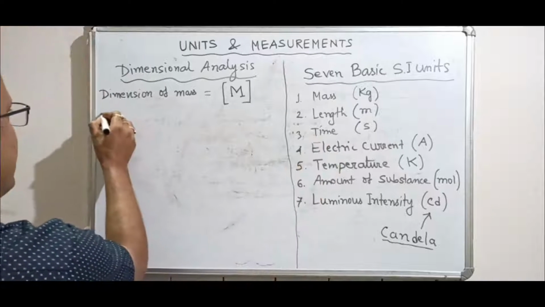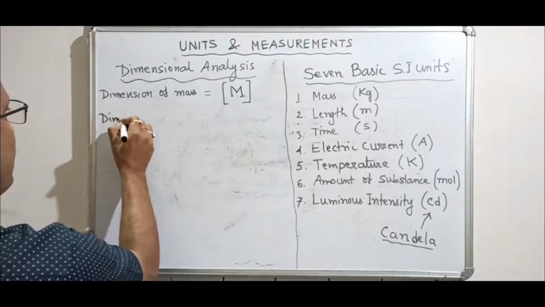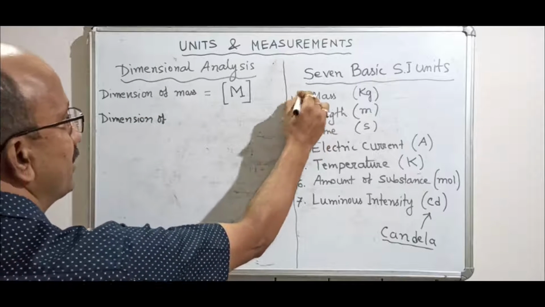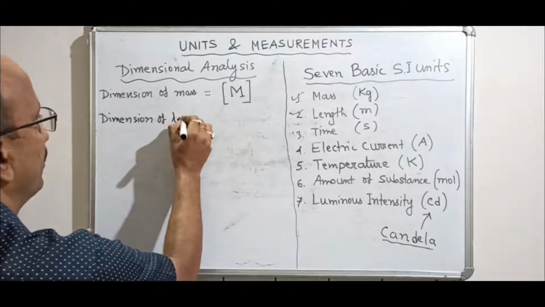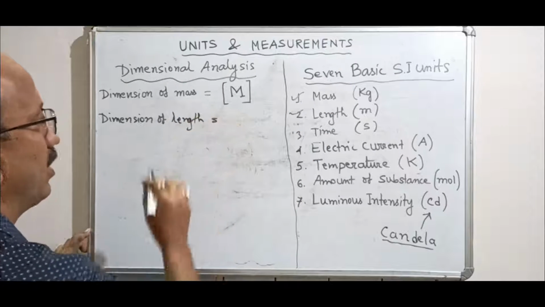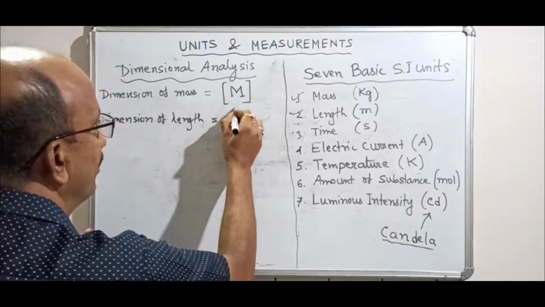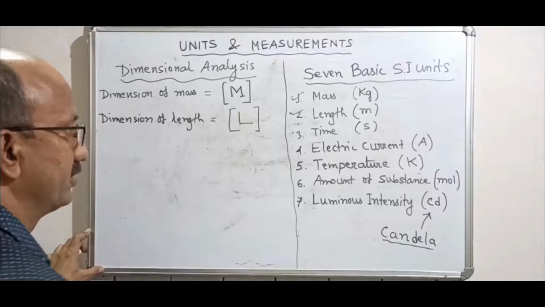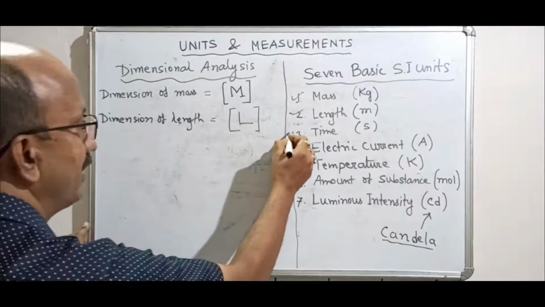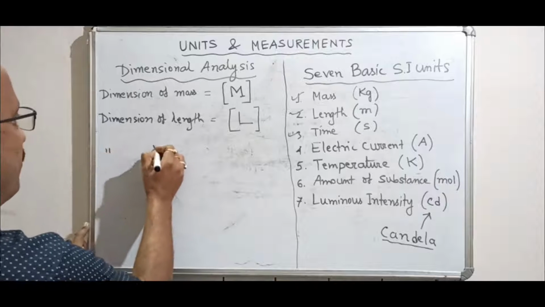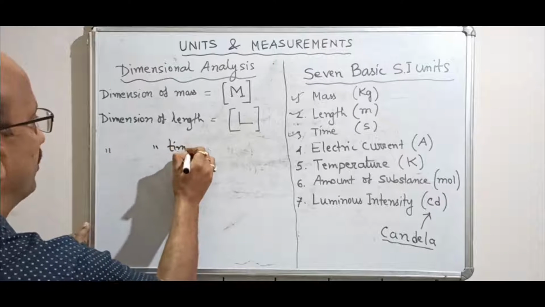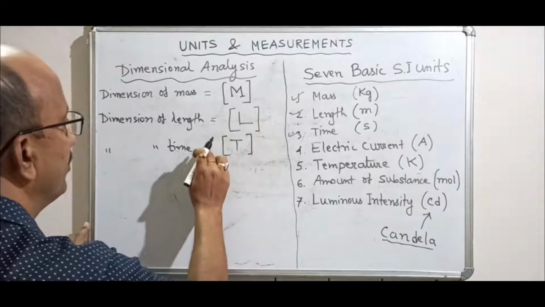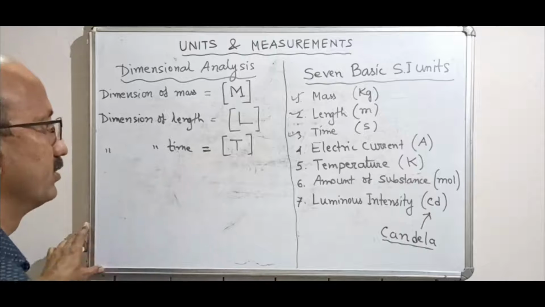Similarly, the dimension of length. Mass is done, then we write length. Again you have to use capital letter L. So this is the dimension of length. Similarly, dimension of time is T, and it is written like this.